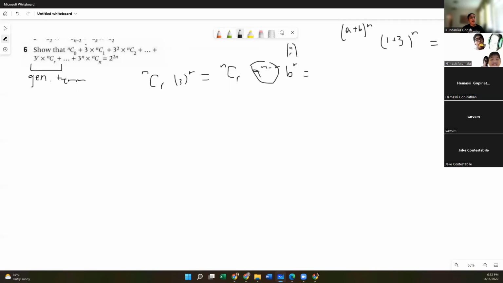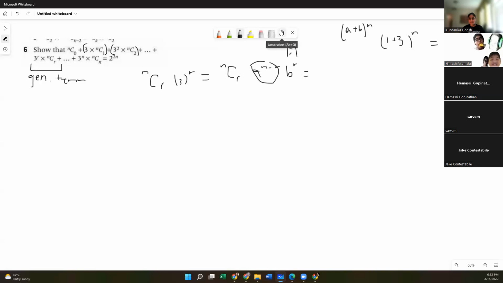Yeah. Something that really helped when I asked my brother was he grouped these terms together, which really helped me see it. And then if you get to the general term, you can see that it's 3 to the power of something times n choose r, which is basically exactly what's over here. That really helped me see what the problem said. So if that helps you, you know.